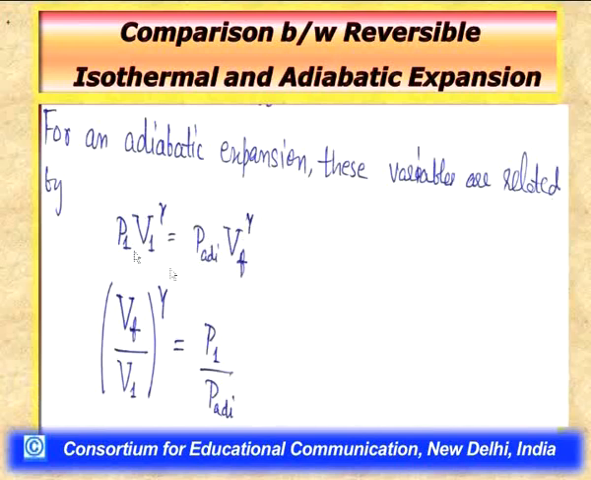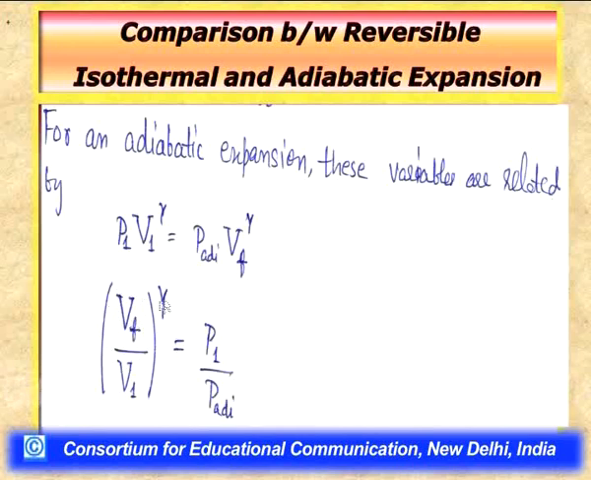Now this we can also rearrange. What we get is V final to V initial raised to the power gamma equals P1 by P_adi. So it is very clear that the initial volume which we started with in both isothermal and adiabatic processes is the same, and the final volume we reach in the final state is also the same.